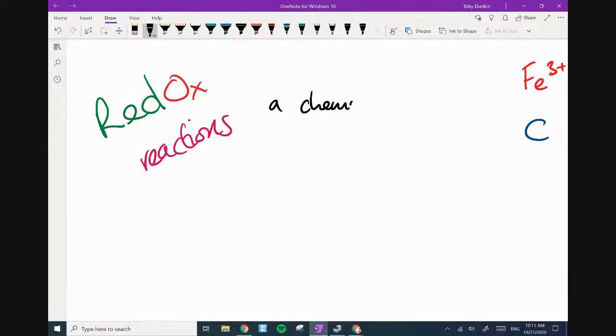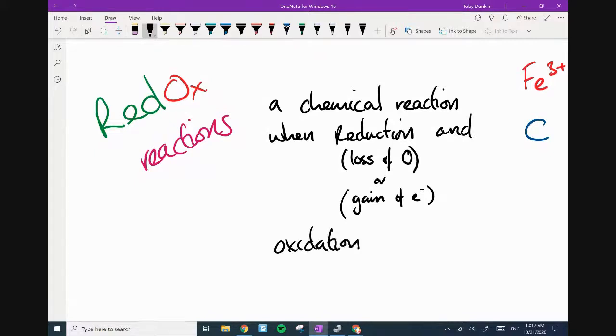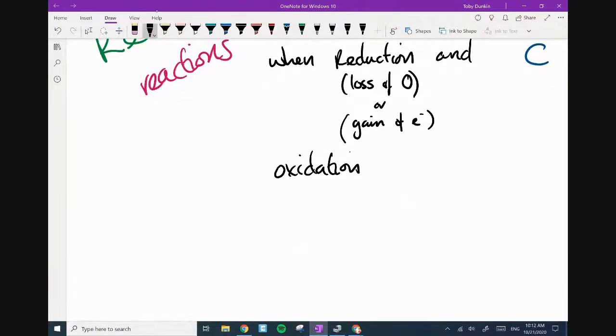So redox reactions: a chemical reaction where reduction, loss of oxygen or gain of electrons, and oxidation, gain of oxygen or loss of electrons, happen together.